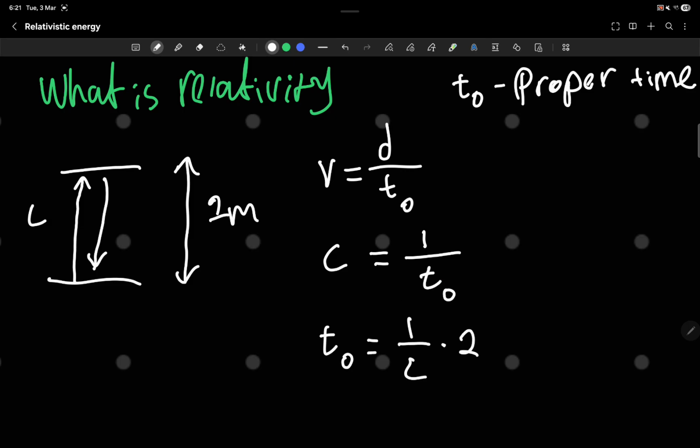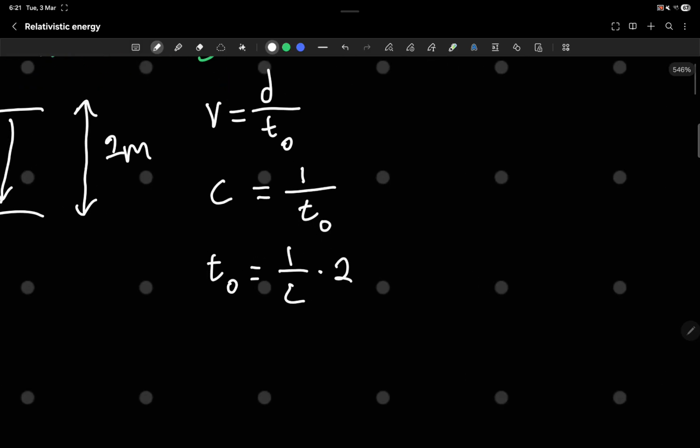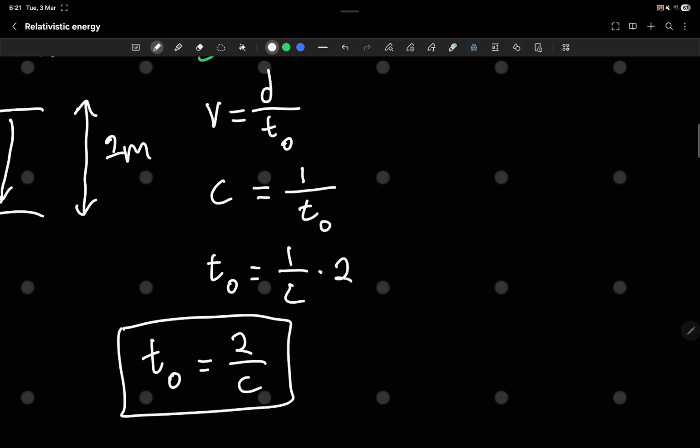But we must multiply that by 2 because it should go tick and then tock, right? That's like the one light second, whatever you want to call it, but the time that it would take to return to where it was emitted from. So therefore we can define the proper time to be equal to 2 over c, right?